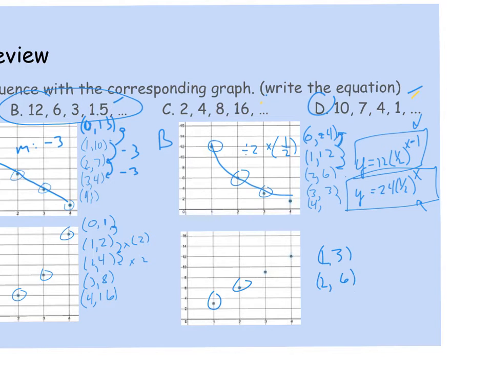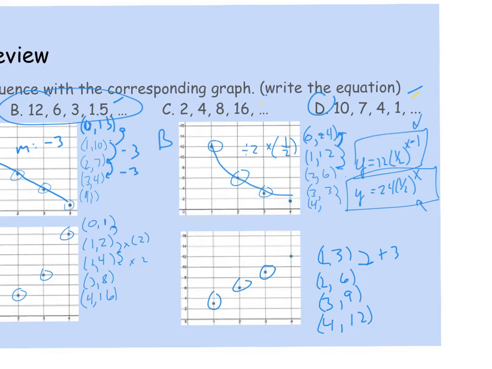That's 2, 6. Third term, 3, 9, and then 4, 12. So we're going up by 3. We're adding 3 every time.